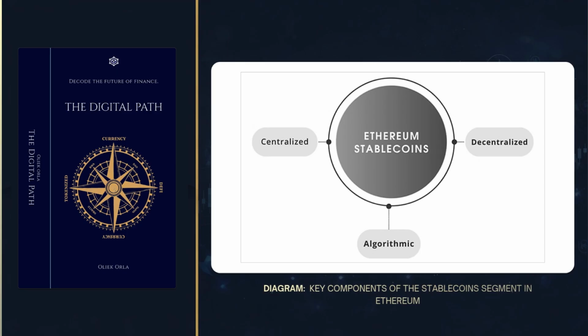Decentralized: crypto-collateralized stablecoins with no centralized issuer. The most widely used examples include DAI, MakerDAO, GHO, Aave, and Rai, Reflexer. Algorithmic models in which stability is maintained through automated supply adjustments. Notable examples include Frax, which uses a hybrid architecture, and SUSD from Synthetics.